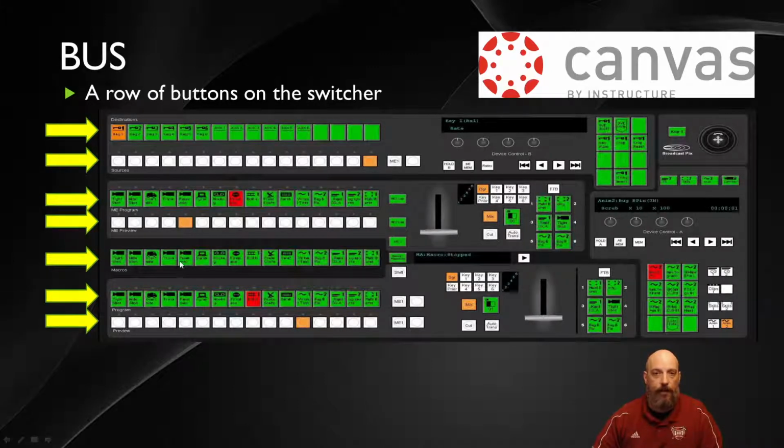The next bus is memories and recalls that I'll talk about a little bit later. You've got another preview and program bus because I have two parts of my switcher that I can do independent switching with. And then the top allows me to do what's known as routing. So if I have a monitor behind an anchor, I can select that monitor and then put different video sources in it by selecting this source bus. So each of these individual rows is known as a bus.